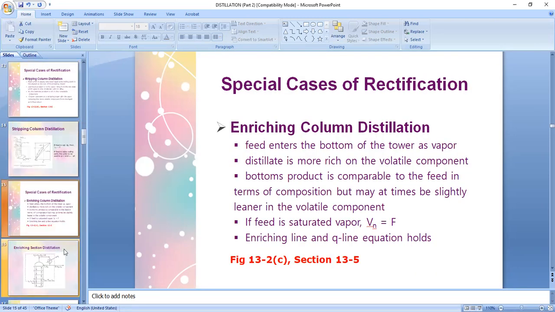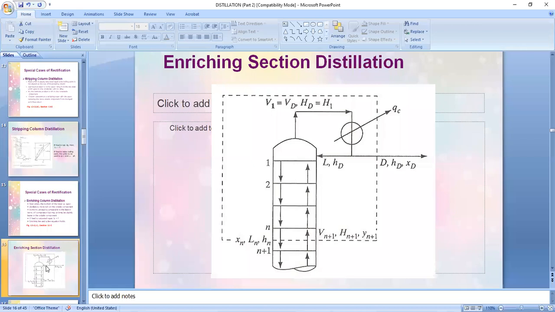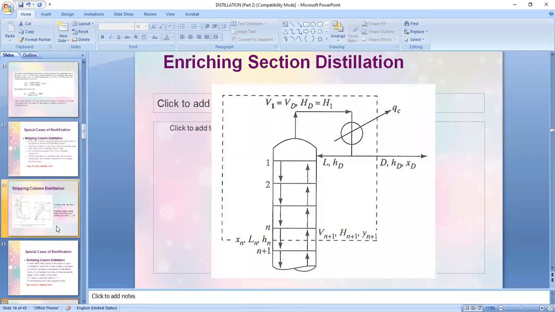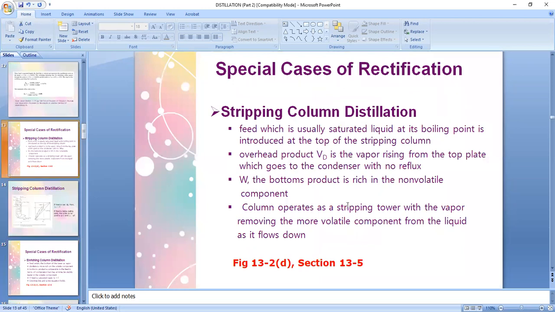So we have here the enriching column distillation. I'd like to go up because we skipped the stripping column distillation. So if we have the enriching column distillation, we also have the stripping column distillation. This time, class, we don't have the enriching section. In the previous one, the stripping section was absent, and now the enriching section is absent.